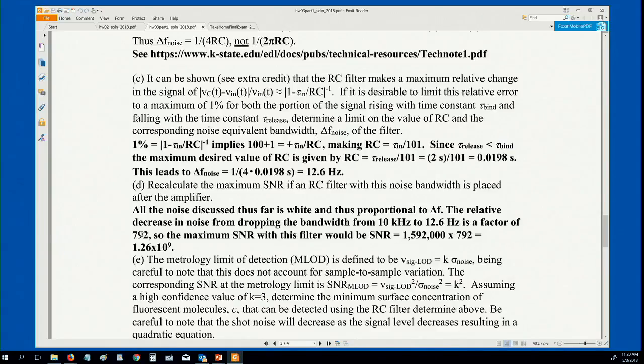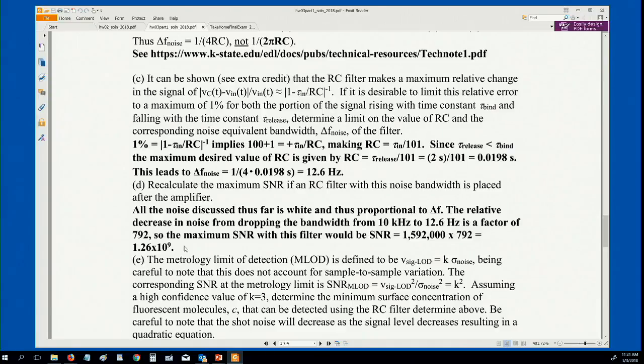And shot noise gets multiplied by delta F. Thermal noise gets multiplied by delta F. And amplifier noise, since it's proportional to thermal noise, gets multiplied by delta F. So all of the noise sources are scaling as delta F in this case. All right? And because they're all scaling as delta F, and I've knocked the noise down by making the bandwidth smaller, that means the signal-to-noise ratio should go up, right? And so the signal-to-noise ratio goes up by that same factor of 792, and this is the number I get then, 1 billion something for the signal-to-noise ratio. Okay? Enormous signal-to-noise ratios.